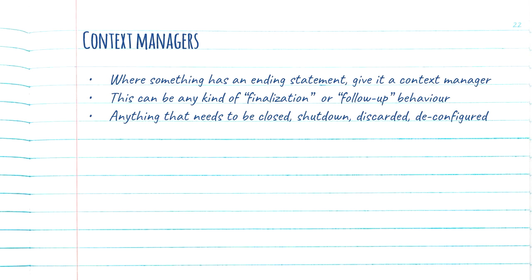It is a very Pythonic pattern that users of your code will want to use, and it stops them writing more error-prone code. However, we should always give users the option to flatten a context manager. They may not want to use a with statement, in which case we should allow them to explicitly close or discard or shut down whatever it is that you're doing.